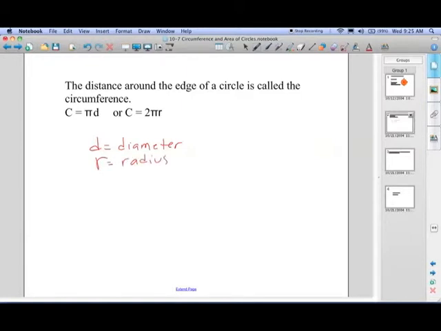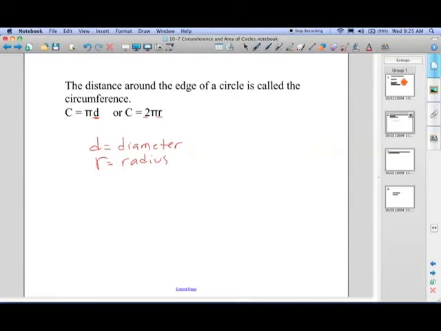These formulas, C equals pi d and C equals 2 pi r, they're the same formula. We can express it in terms of the diameter or the radius, as the diameter is 2 of the radii. You can use either formula. It is entirely up to you. I would choose the one based on what information you're given within the circle.